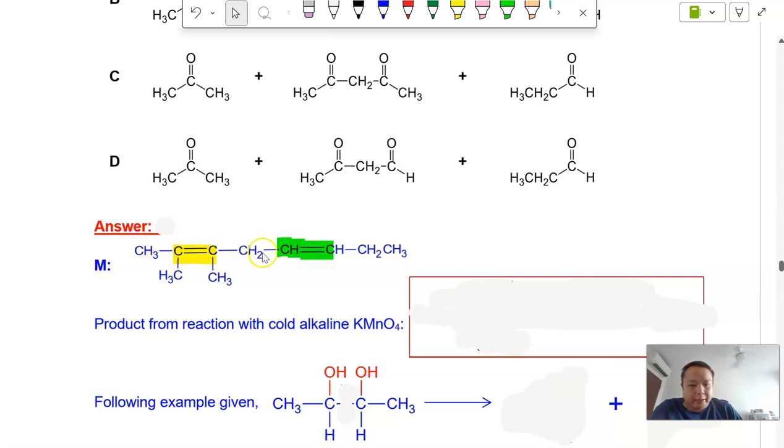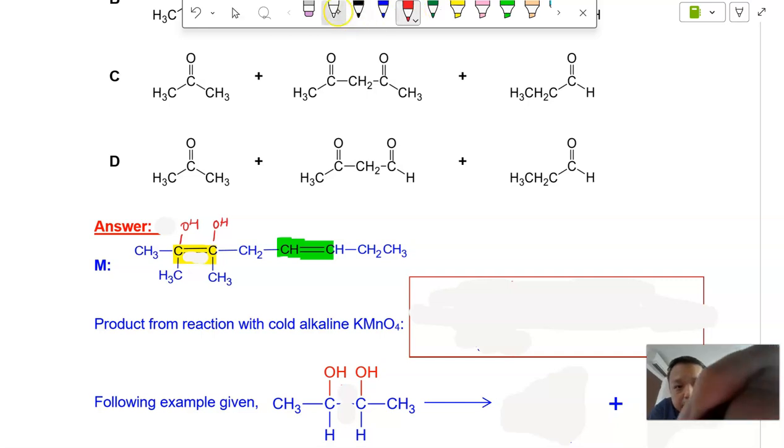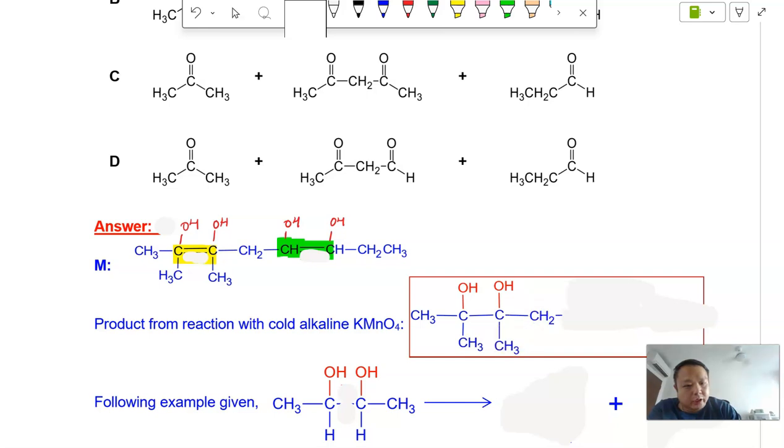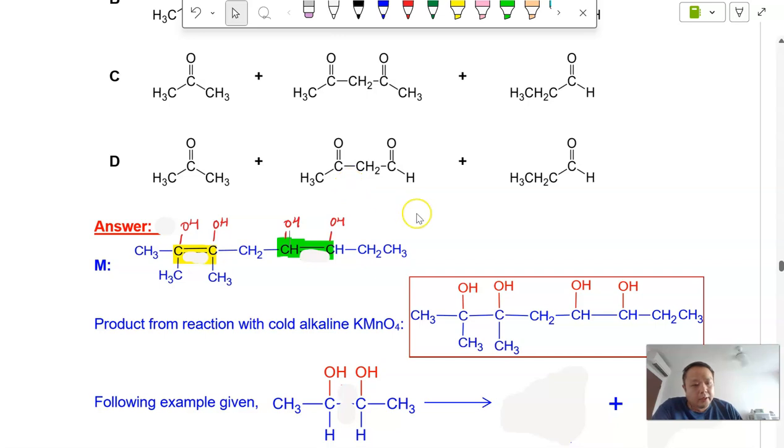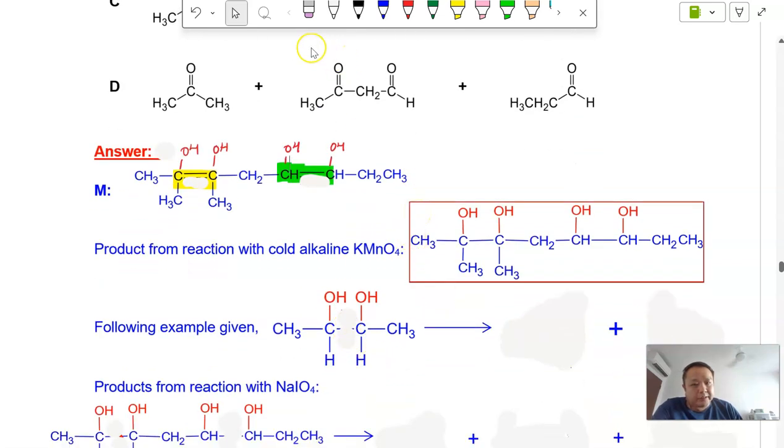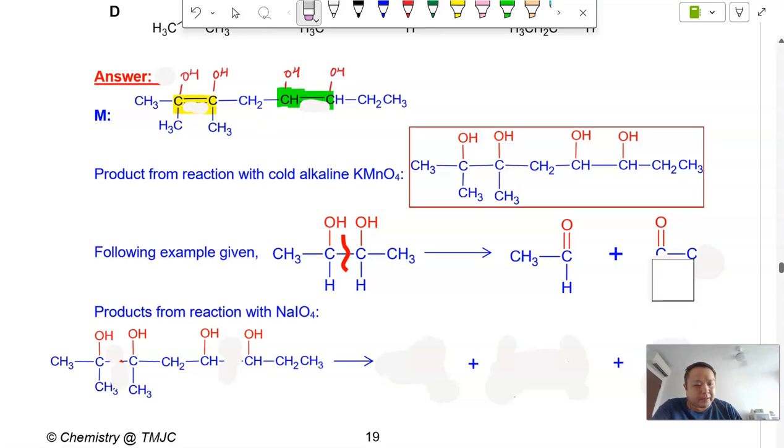Alright, so let's take a look. We have our alkene here. With alkaline KMnO4, this double bond will be gone. What we're going to do is add an OH here, add an OH here. Similarly, we oxidize and add an OH on this carbon, add an OH on this carbon. And this is how I get the structure of the product from cold alkaline KMnO4. Okay, so if we repeat the observation that we saw earlier, we break the C-C bond in between the two carbons with the OH, and then we get our aldehyde respectively.